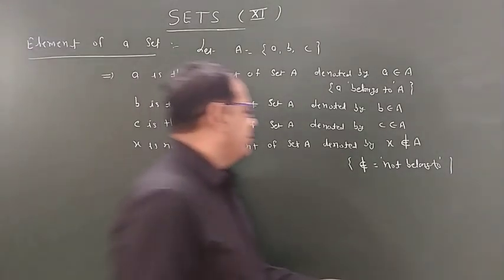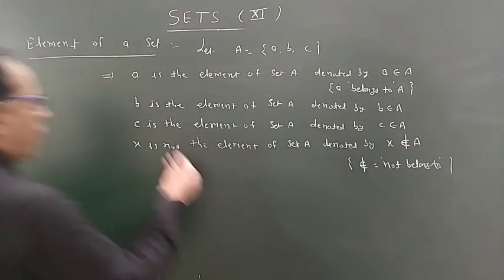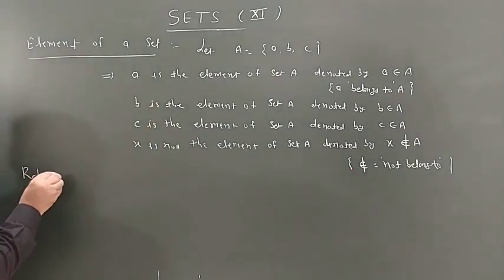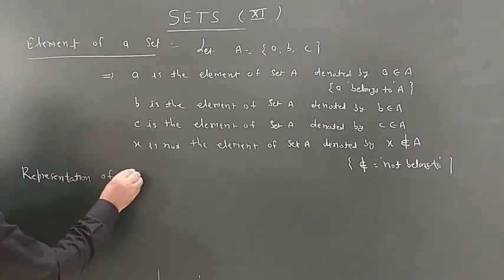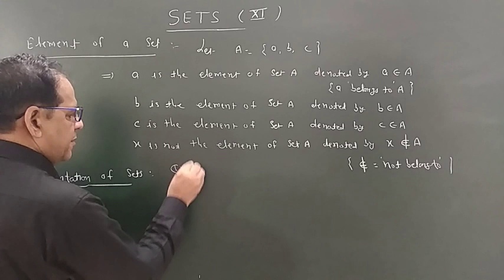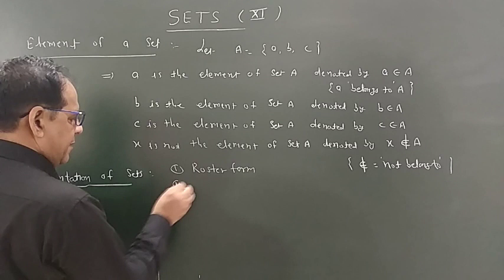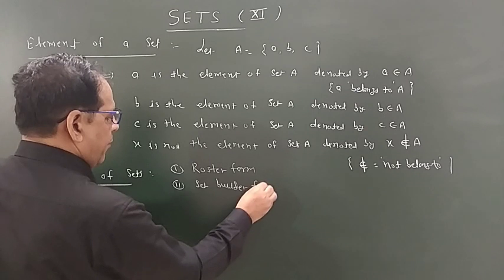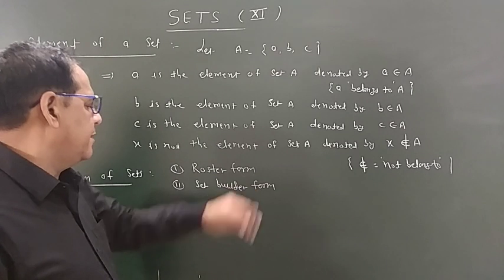Now the next topic inside sets is how we can represent the sets. Representation of sets. There are two methods: first, roster form, and second, set builder form. Sets can be represented by two types: roster form and set builder form.